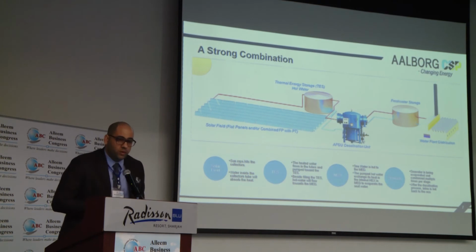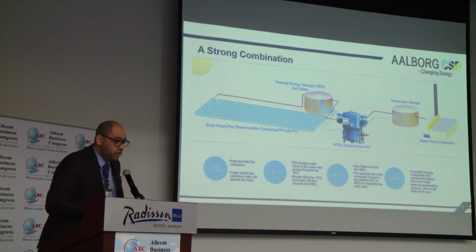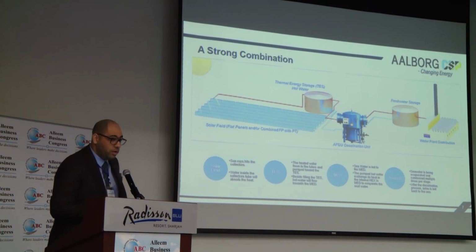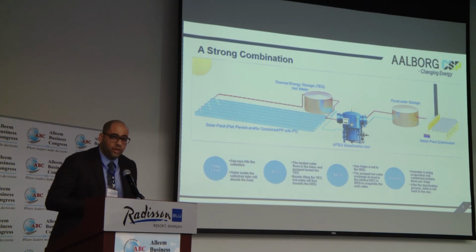So this is a conceptual layout to show our best practice in terms of how we combine CSP for water desalination. The concept is very simple. We just collect the sun rays with our collectors, and the collectors heat up the thermal fluid, which can be water, oil, or molten salt, and then we utilize this heat to produce steam or hot water or whatever your application demands.